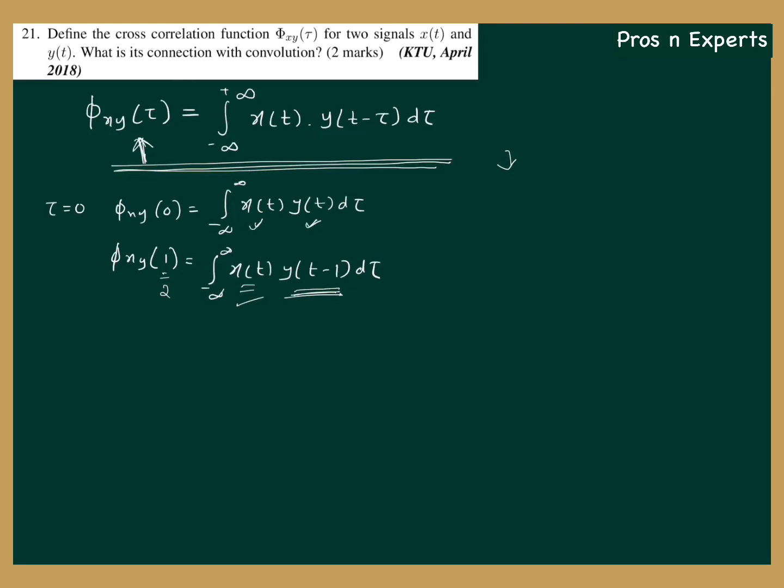So that's the first part of this question. One more part is there where we are asked to find out the connection of correlation with convolution. That's very simple.